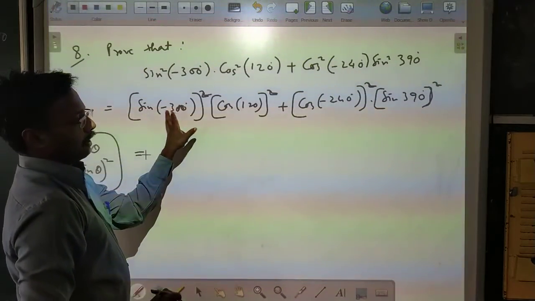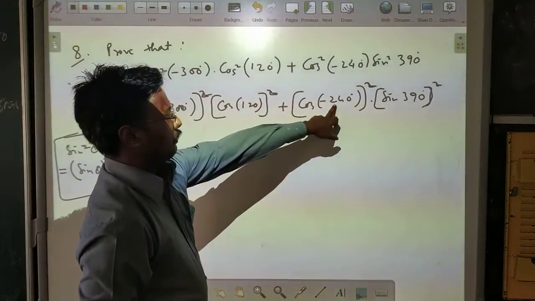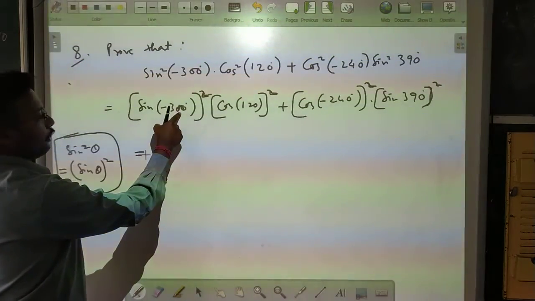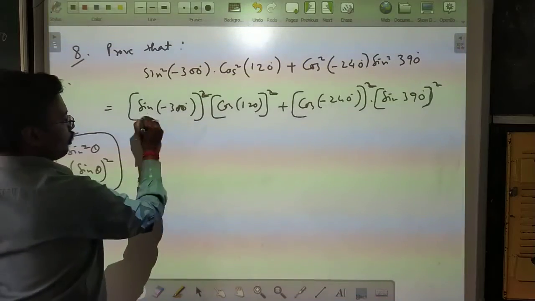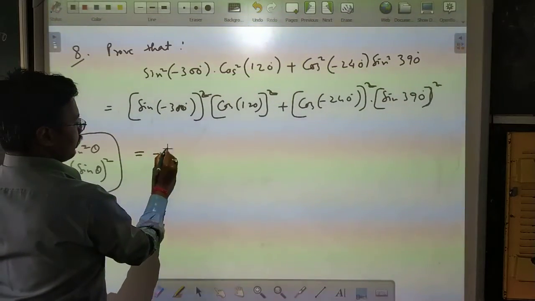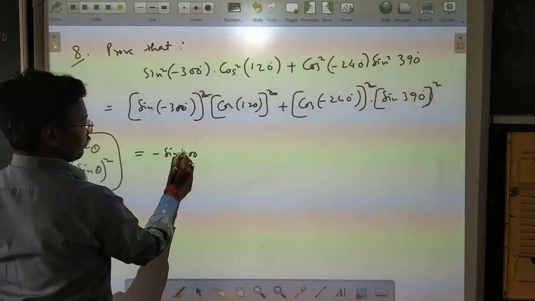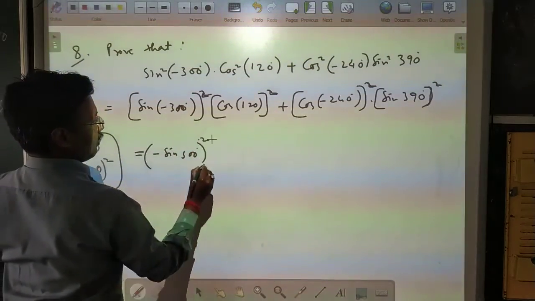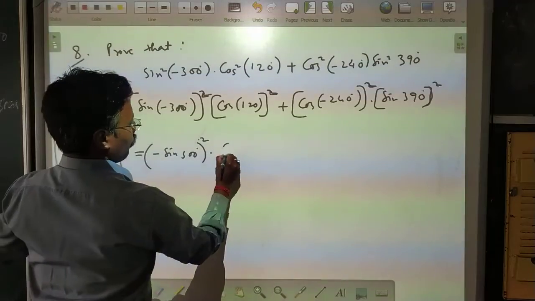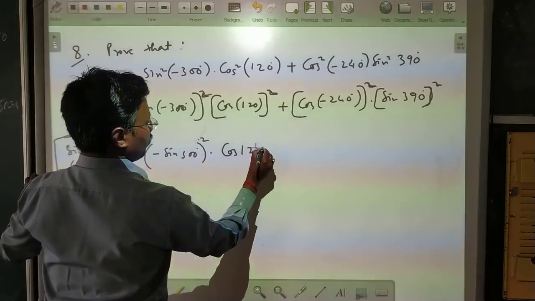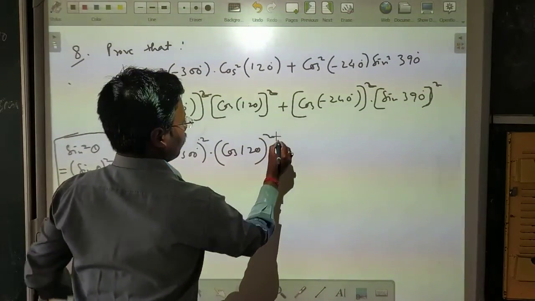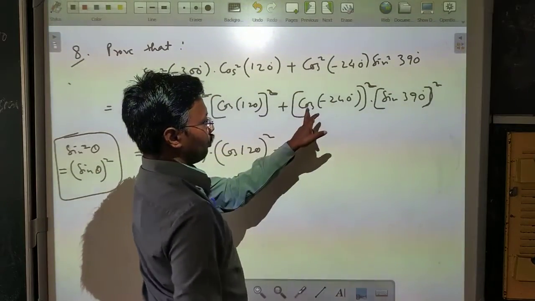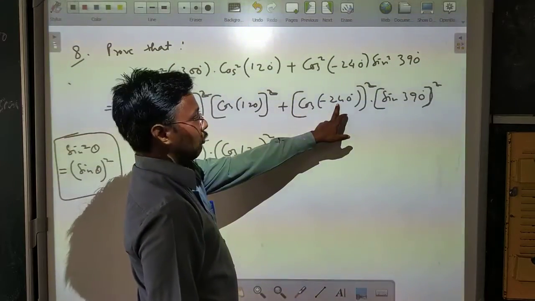Here we are getting negative angles, so make them positive. We know the formula of sine of minus theta is minus sine theta. So here we will be getting minus sine 300 degree into cos 120 degree whole square, plus this is also negative, make it positive, and you know cos of minus theta is plus cos theta.